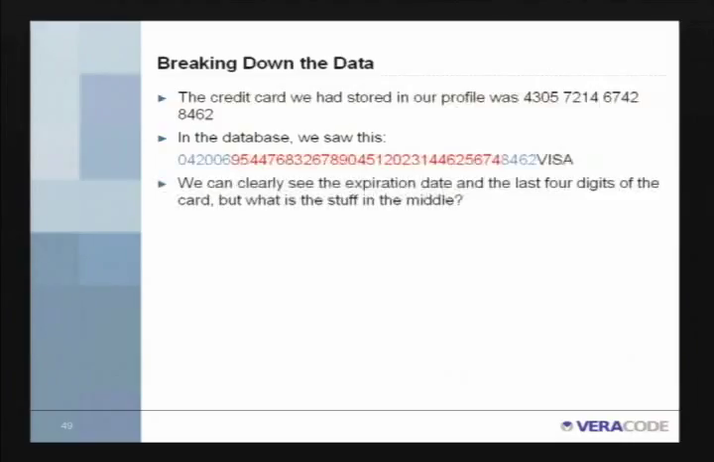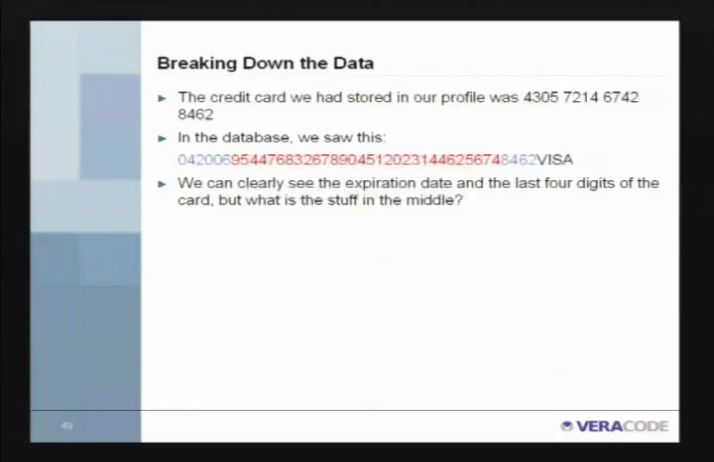So we can clearly see where the expiration date is at the beginning there, because that's the expiration date we put in. And we can see what the last 4 digits are that match up right before the word Visa. But the stuff in the middle, what is that? It doesn't seem to correspond to the original credit card. I don't see any obvious mappings there.